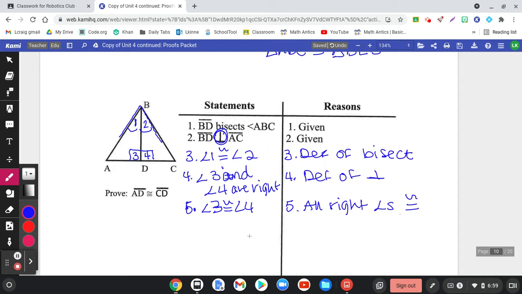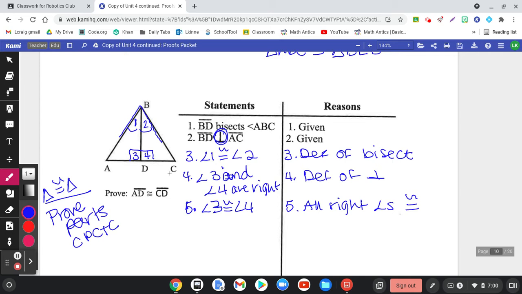Okay. So let's kind of back up a little bit. It says prove AD is congruent to CD. It's not giving us that. It wants us to prove those parts are congruent. Anytime you want to prove parts are congruent, that's going to be your last step, CPCTC. But before that, you need to prove that the triangles are congruent.